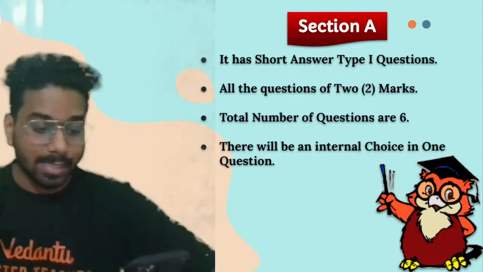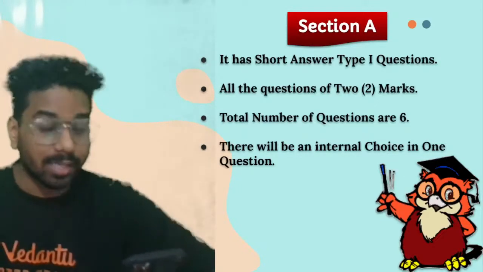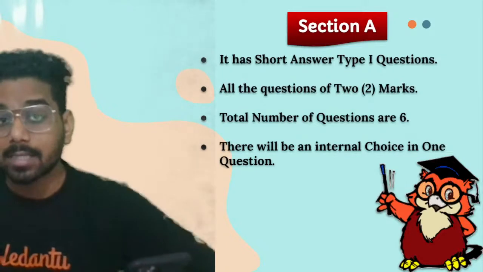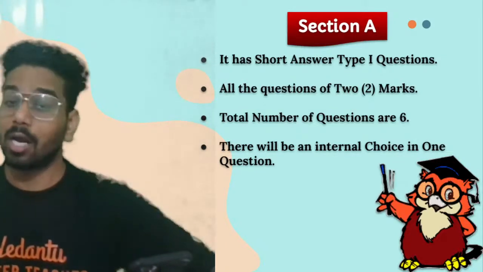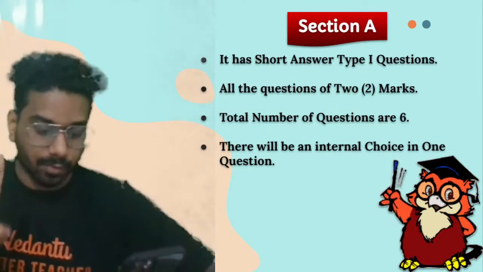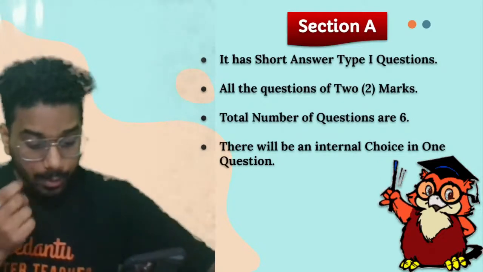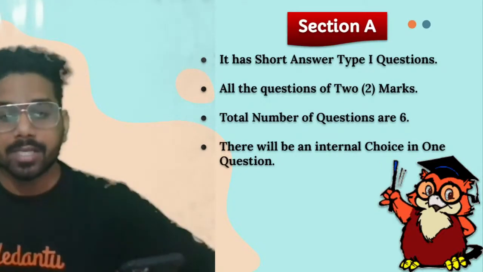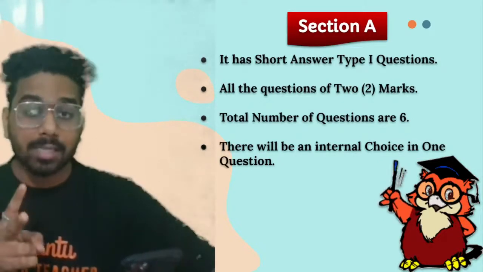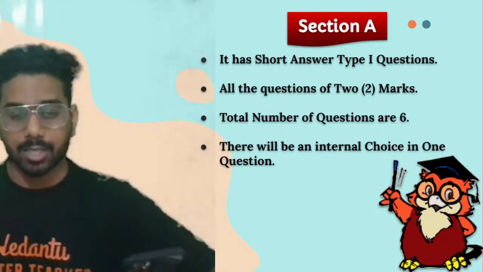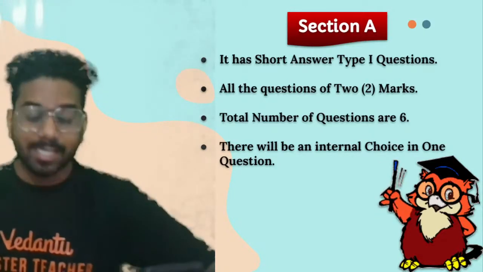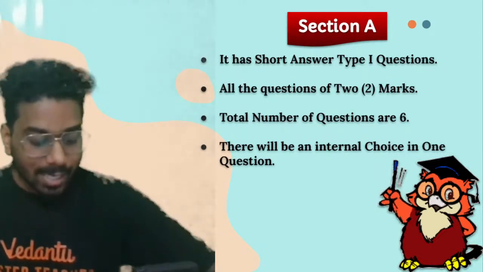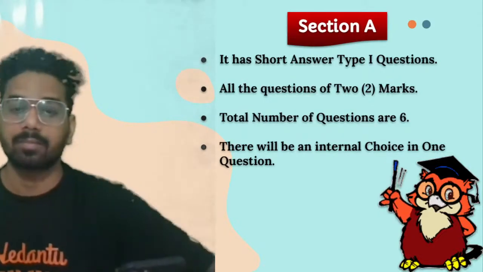Question paper contains 3 sections. Each part is compulsory. There is no choice between the sections. You have to attempt all the 3 sections. That's the first thing. Now, what is the difference in all these 3 sections? Section A is of 2 marks every question. Each question in Section B is 3 marks, and each question in Section C is of 4 marks.